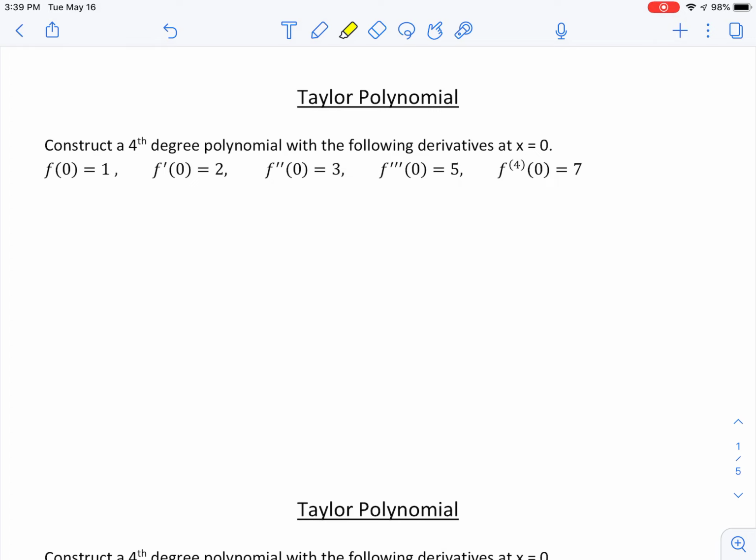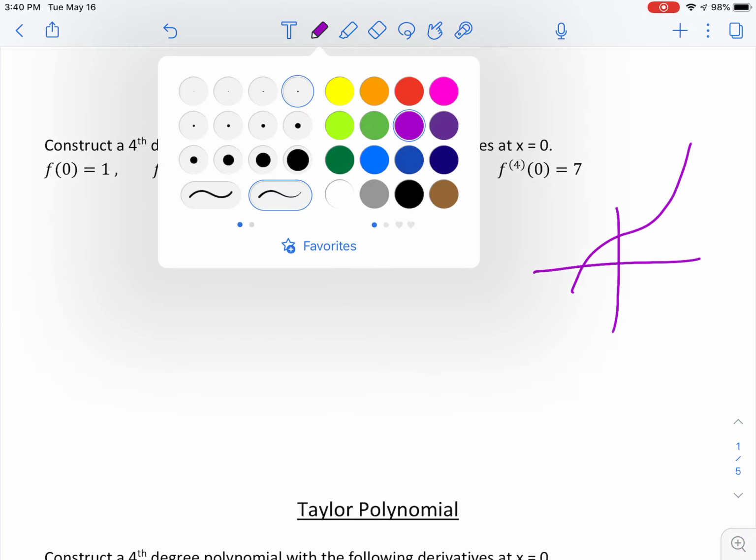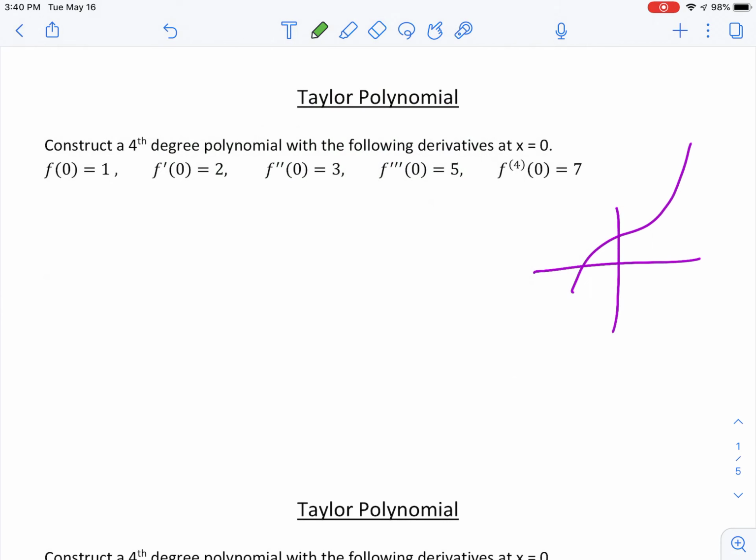First off, what's a Taylor polynomial? A Taylor polynomial is just this idea that if we know the first four derivatives of some function, or X number of derivatives, we can construct a polynomial with those same derivatives. So we might have some sort of function, f of x, that looks like this. We might be able to construct a polynomial that has the same derivatives at a certain value and may behave very similarly and can be used to approximate it.